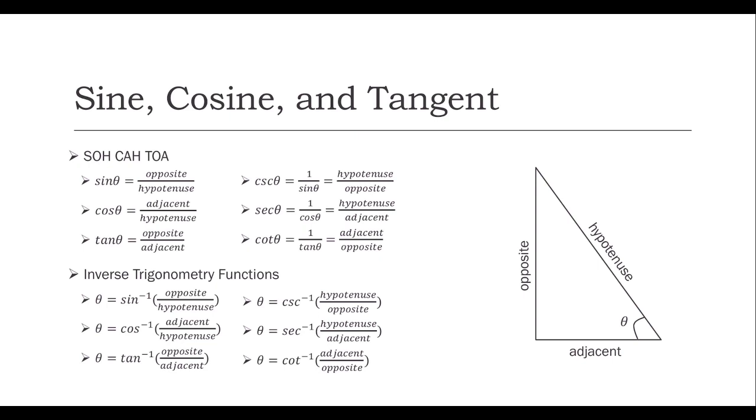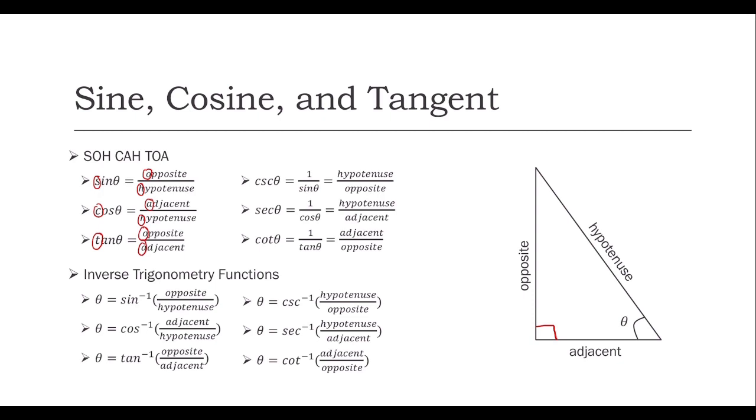Sine, cosine, and tangent are your basic trigonometry functions, and they use ratios to figure out angles or side lengths in a right triangle. A way to remember them is SOH CAH TOA. Your sine is opposite over hypotenuse, that's your SO. Your cosine of theta is adjacent over hypotenuse, that's your CA. And your tangent is opposite over adjacent.